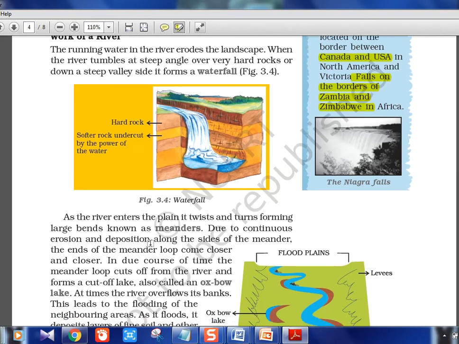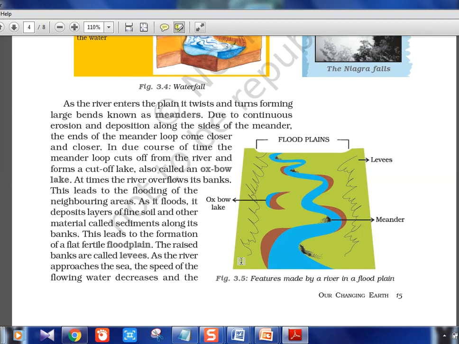As the river enters the plain, it twists and turns. Okay, this is one good picture. This twist and turn, that term is called meander. Okay, river will be forming meanders. That means this kind of twist and turn. And obviously, when the river is flowing, this area will be at a little lower level and the sides will be at a higher level. That higher level is called levees. Okay, levees, meander. And you can see it in the picture itself.